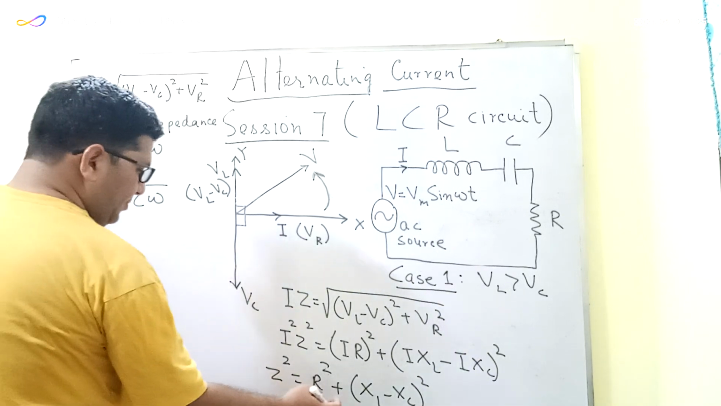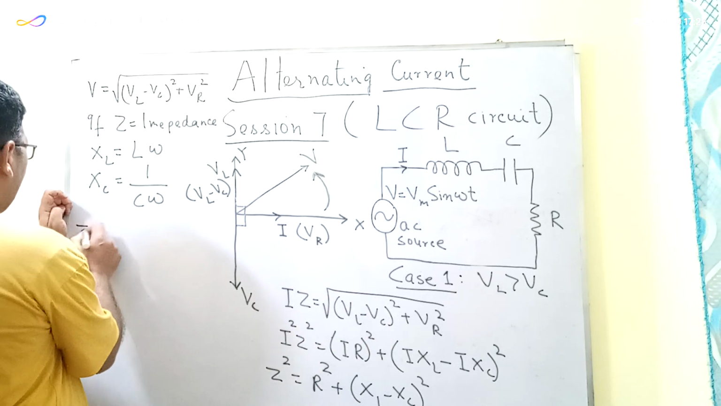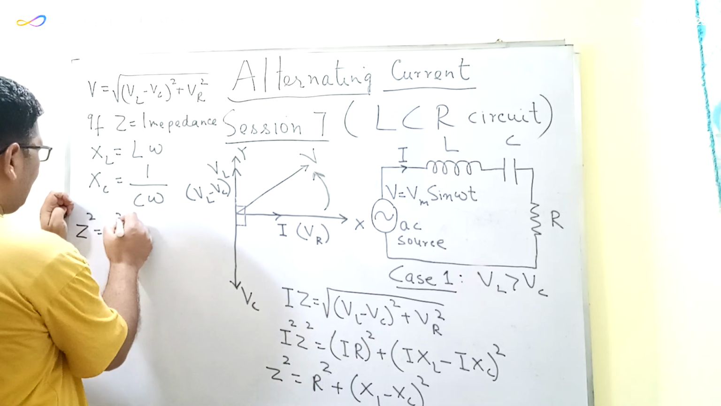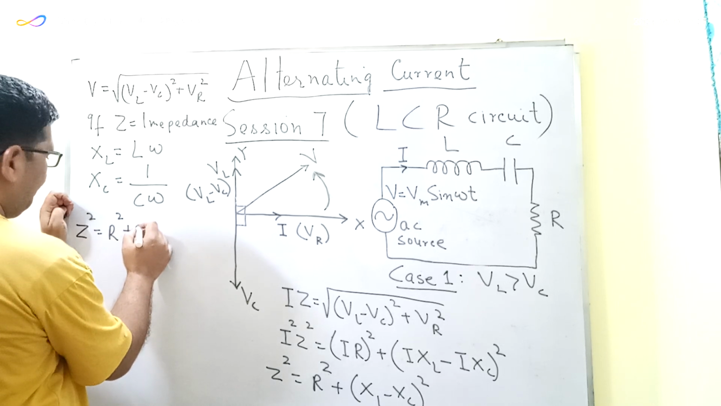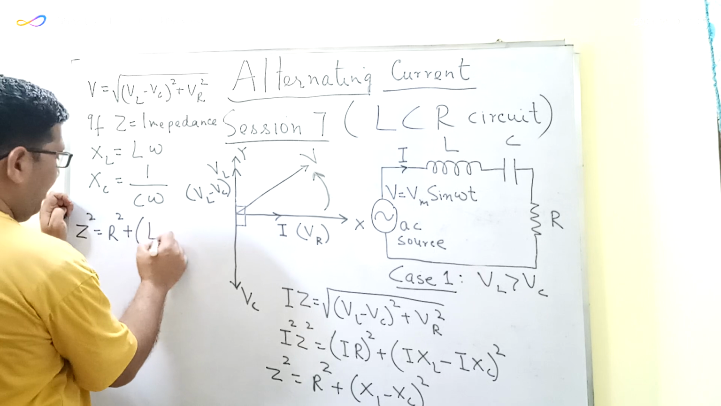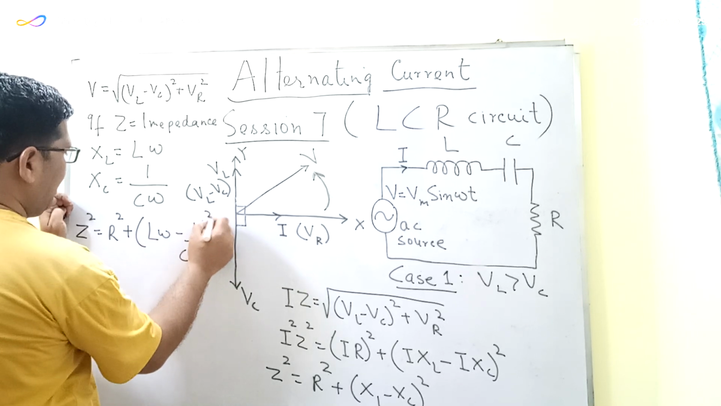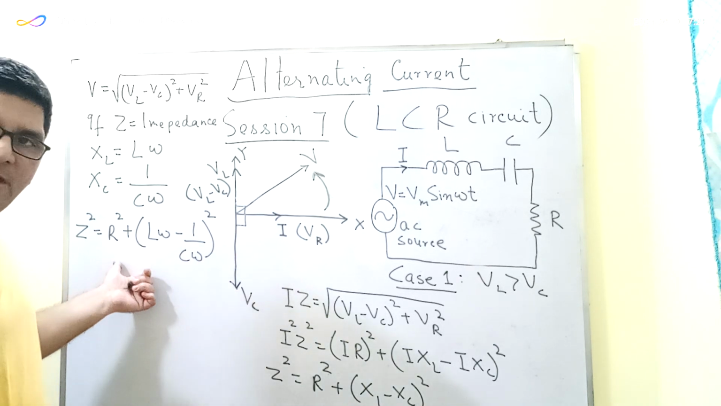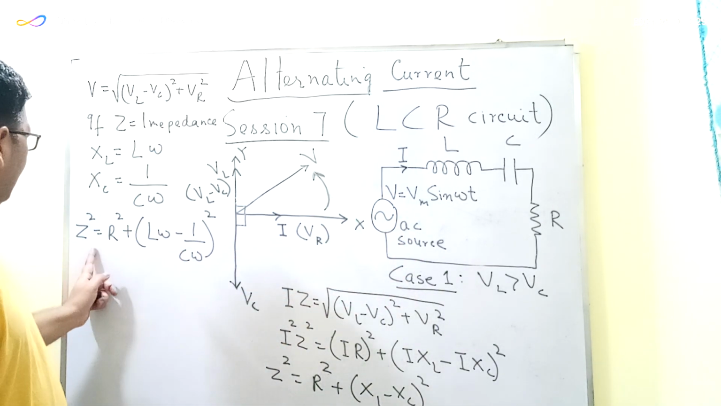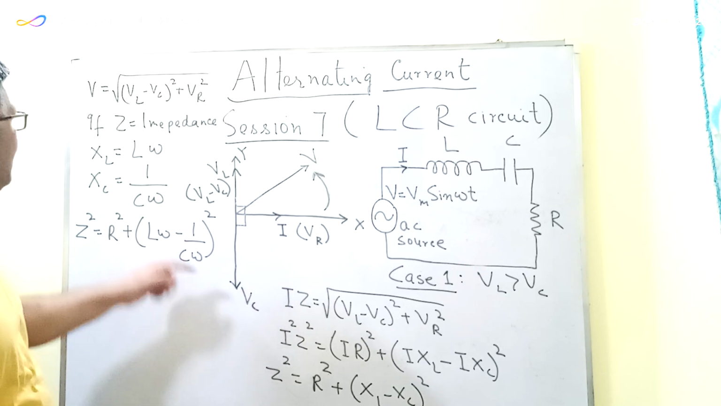So if I substitute this value in this equation, I can also write Z square is equal to R square plus L omega minus 1 upon C omega whole square. So this is the impedance of this LCR circuit, that is Z square is equal to R square plus, in bracket, L omega minus 1 upon C omega.